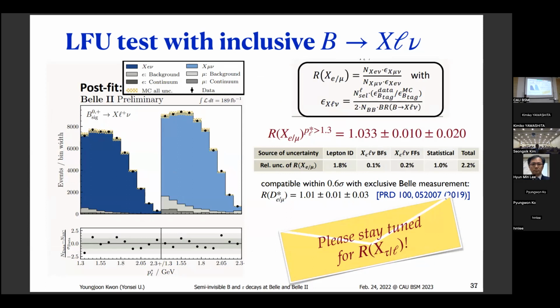So at the end of the day, our result R X sub E over mu is 1.033 plus minus 0.010, 0.020. So at the level of 1.5 sigma or so, we have lepton universality preserved in this measurement. And this is compatible within 0.6 sigma with exclusive Belle measurement, R D star E mu, which was published 4 years ago. And once again, please stay tuned for first Belle 2 measurement on R X sub tau L. So this is what we really wanted to measure. And once again, this result might be released sometime next month.